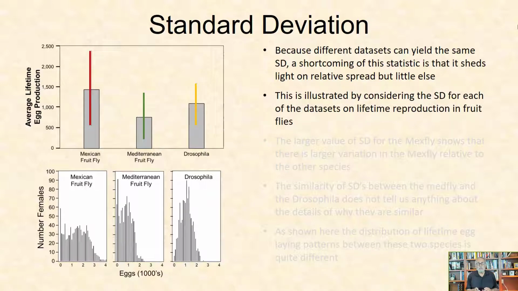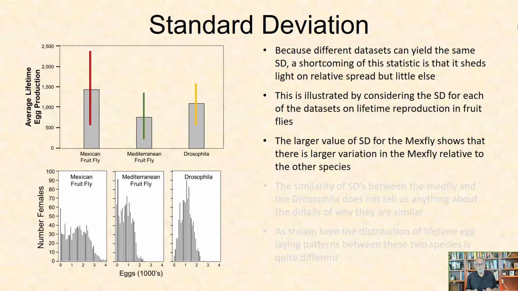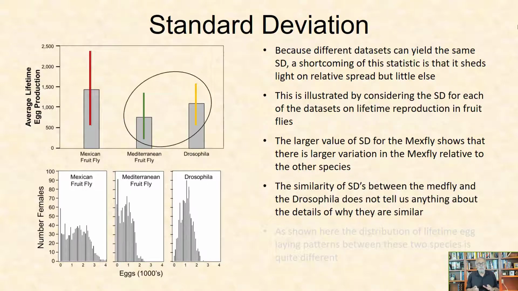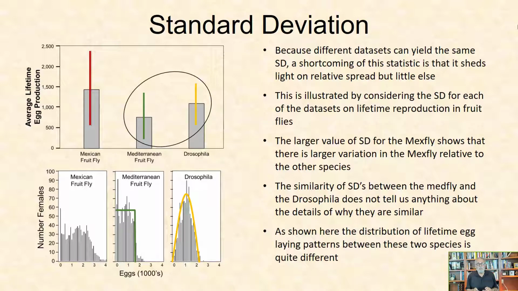This is illustrated by considering the standard deviation for each of the data sets on lifetime reproduction in fruit flies. Although the larger value of standard deviation for the Mex fly shows that there is larger variation in the Mex fly relative to the other species' reproduction, the similarity of standard deviations between the medfly and the Drosophila does not tell us anything about the details of why they are similar. In fact, as shown here, the distribution of lifetime egg-laying patterns between these 2 species is quite different.